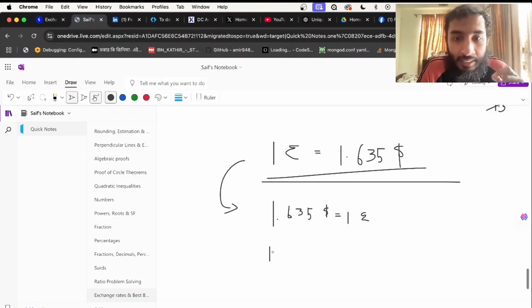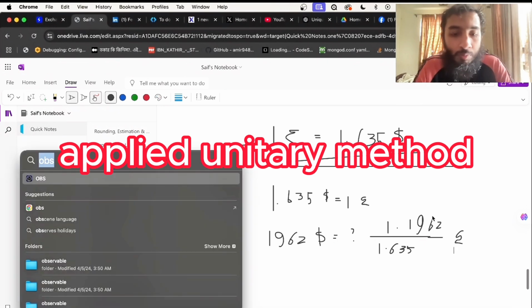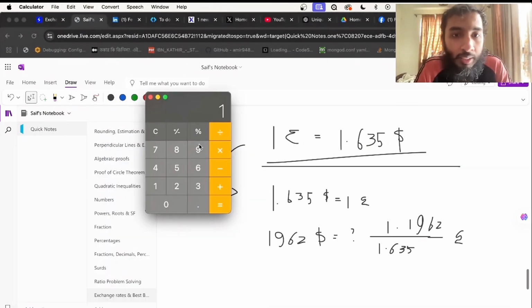So 1962 New Zealand dollars is how many euros? If I use the unitary method, it would be 1 by 1.635 multiplied by 1962. This is the calculation for the number of euros that is required. So 1962 New Zealand dollars divided by 1.635.